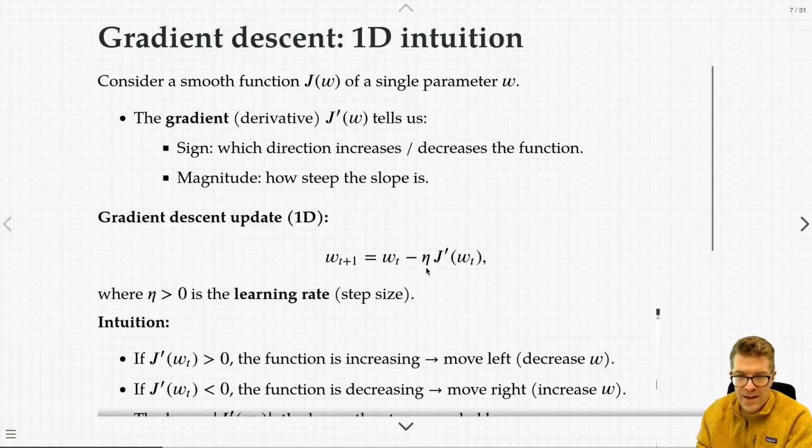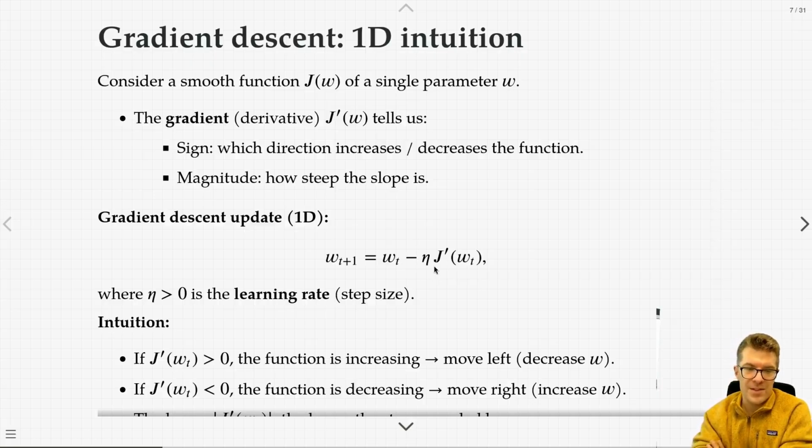This n-looking thing over here is called eta. This is the learning rate. It's bigger than 0. It can be seen as the step size, and it's one of those hyperparameters that we might want to optimize following a procedure that we talked about in a previous module.